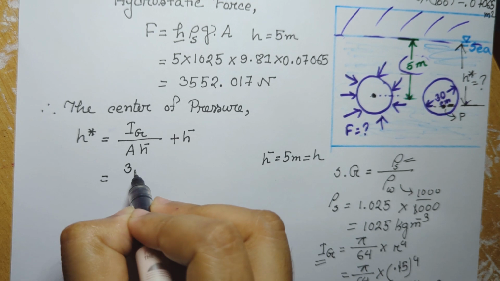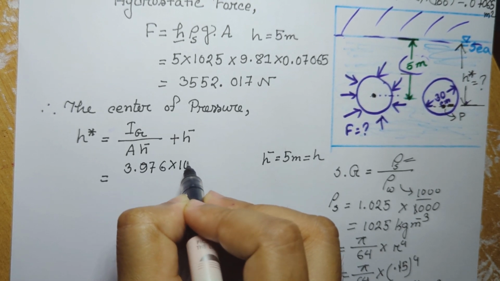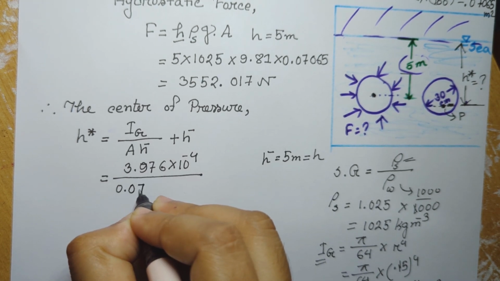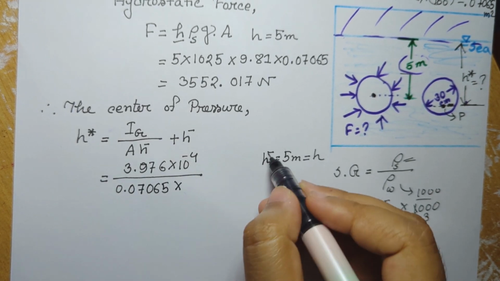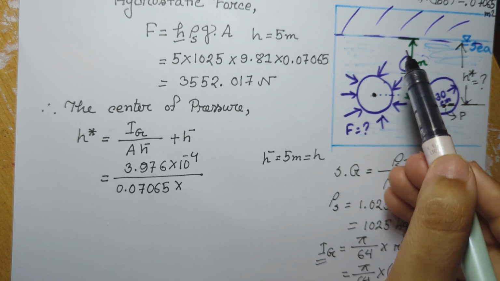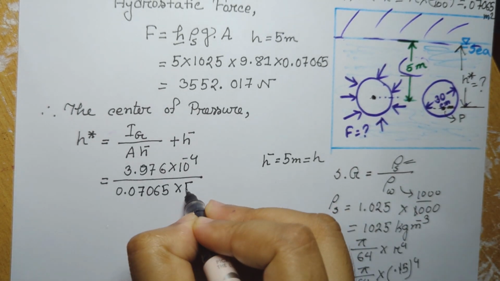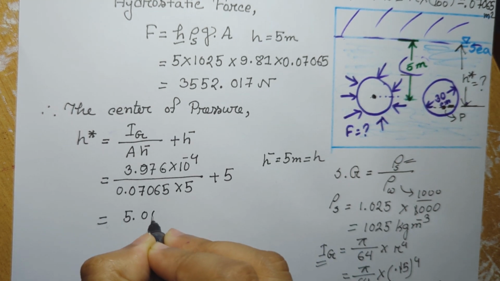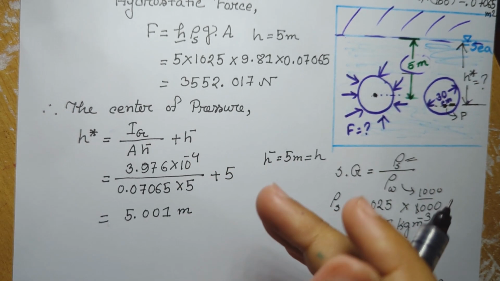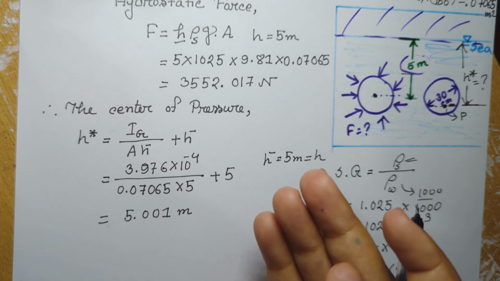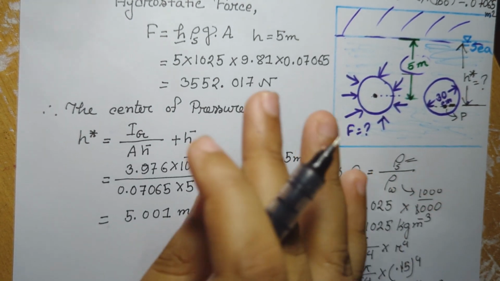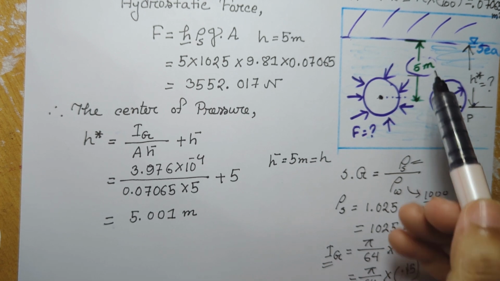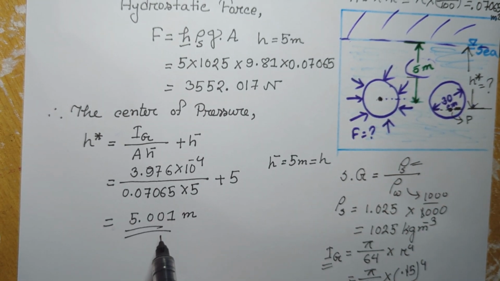So this is the moment of inertia, and we will put all these values in our formula. Ig equals 3.976 into 10 to the power minus 4, divided by A, which is 0.07065, into the height, the distance between the sea water and the centroid, which is 5, plus 5. So the answer will be 5.001. So in all cases, the center of pressure and the centroid will not be the same. Here the centroid is 5 meter from above, and the center of pressure is 5.001 meter.